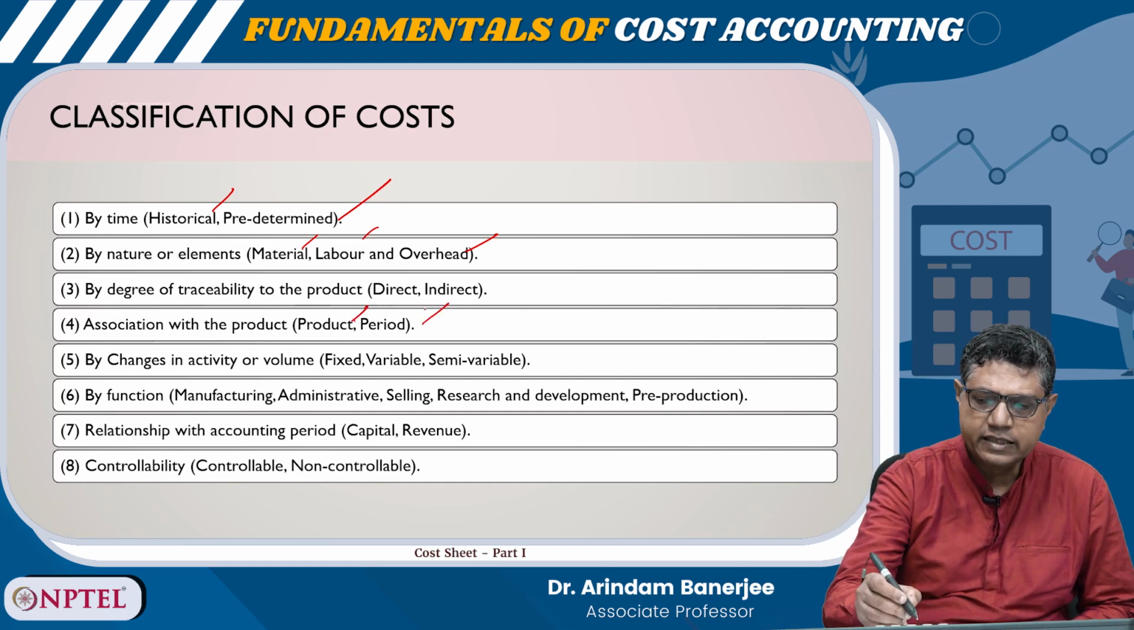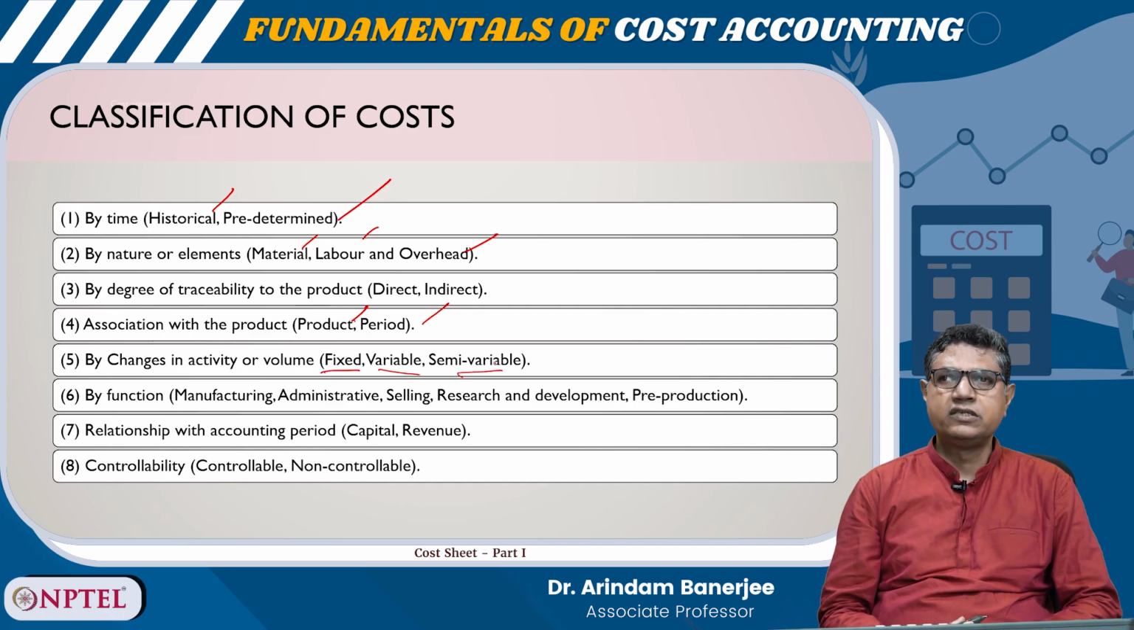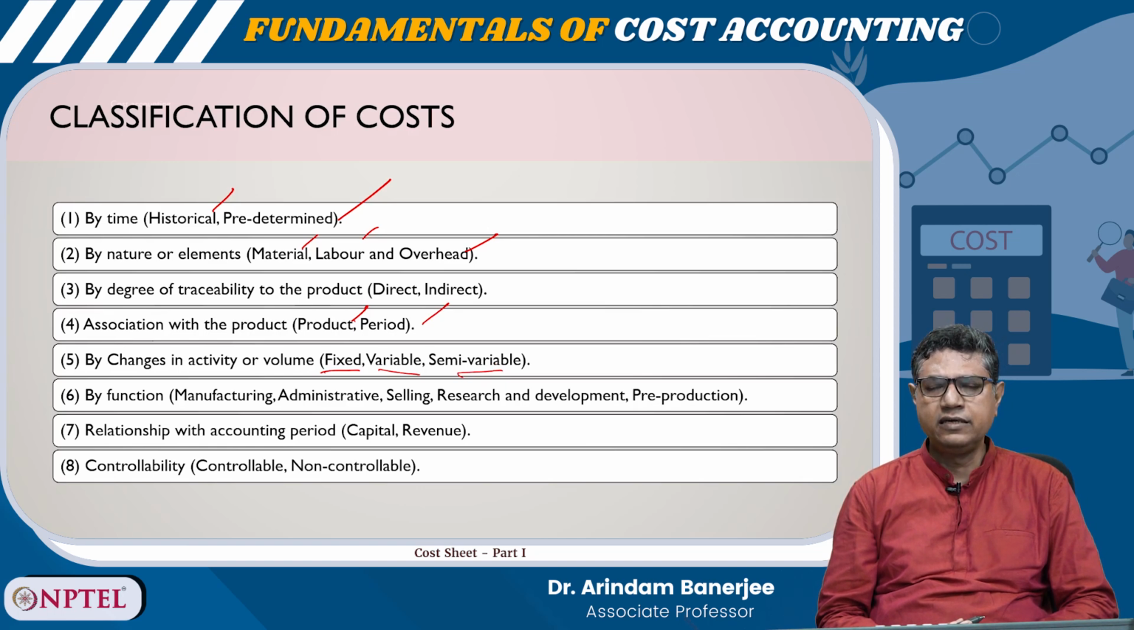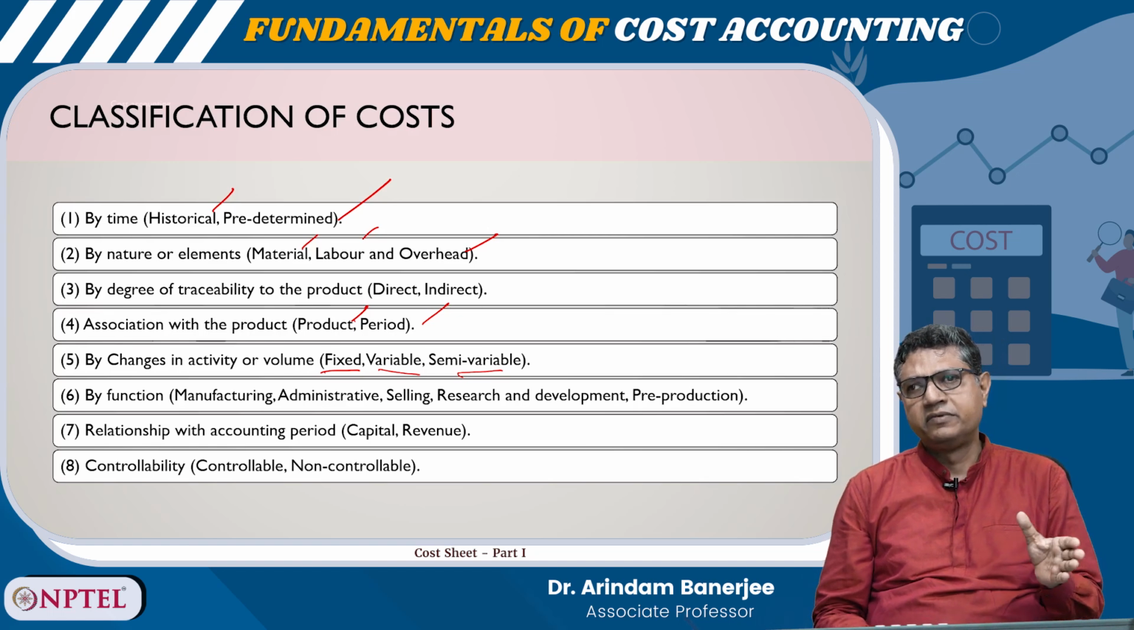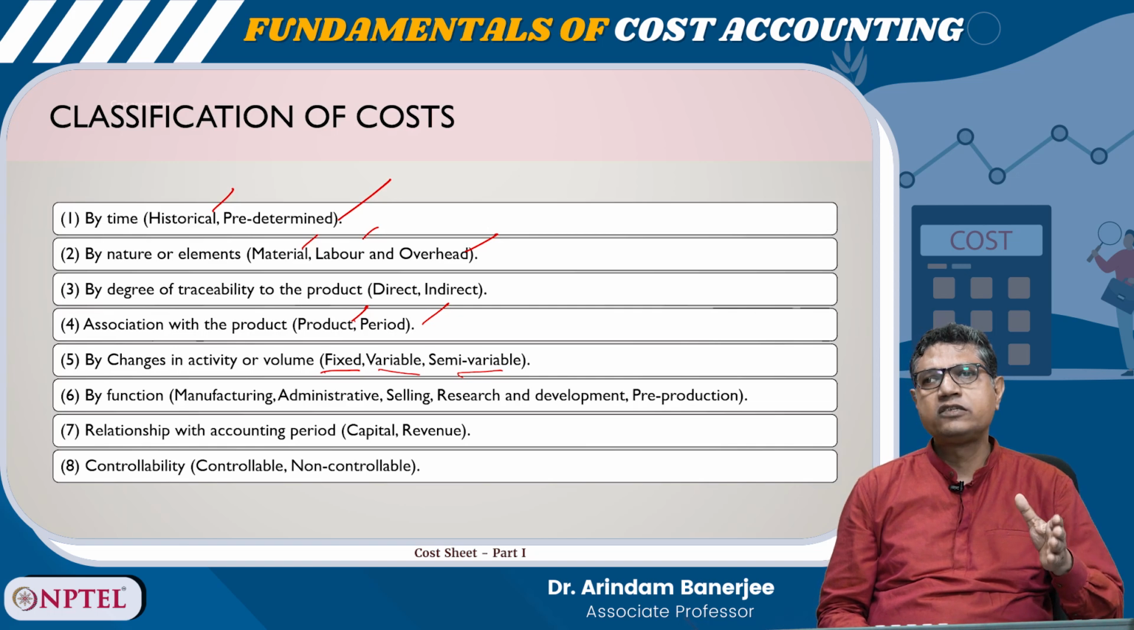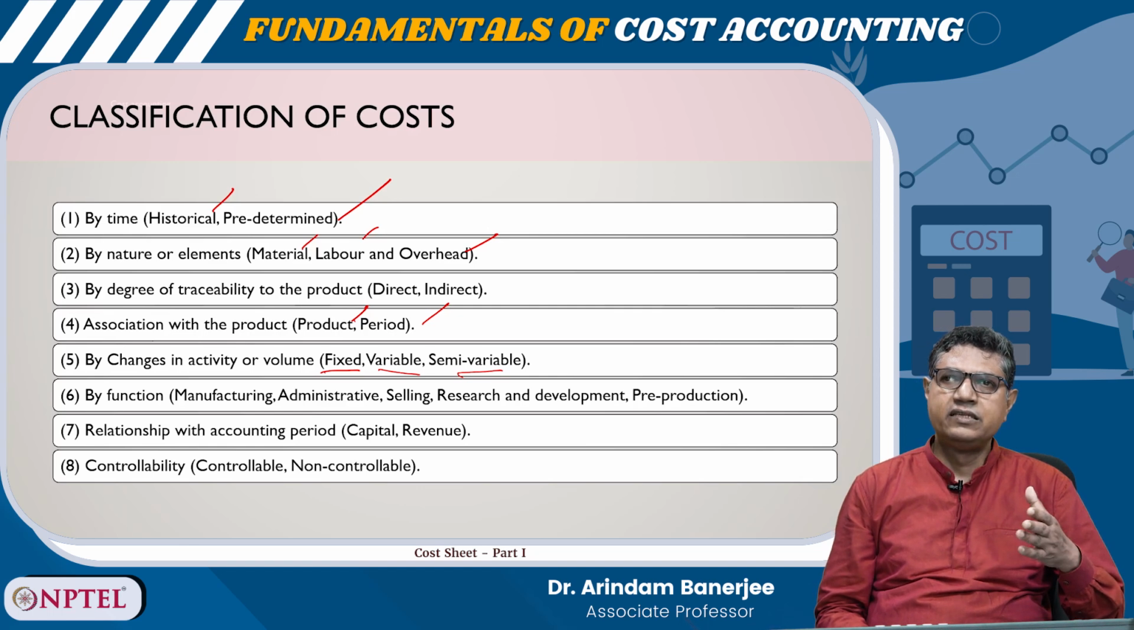By changes in the activity or volume, we will use this concept later on when we do marginal costing and cost volume profit analysis, etc. So, on the basis of changes in activity or volume, if the cost changes, then we can classify it in three categories. First is the fixed cost. Fixed cost is the cost which doesn't change with the change in the level of activity. Like for example, rent paid for the office building, whether the company produces 100 units or 1000 units, the rent will be the same. So it is a fixed cost.